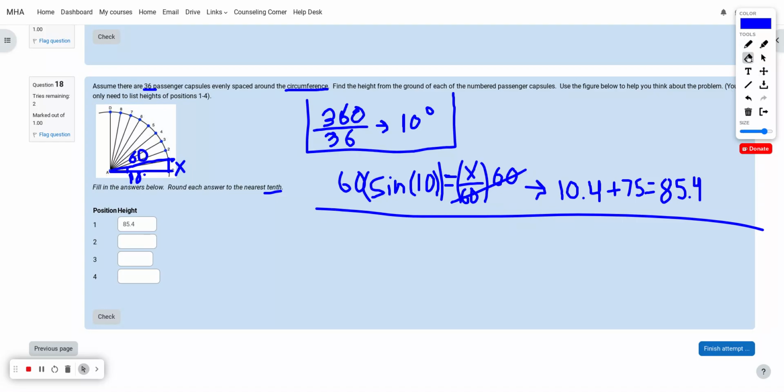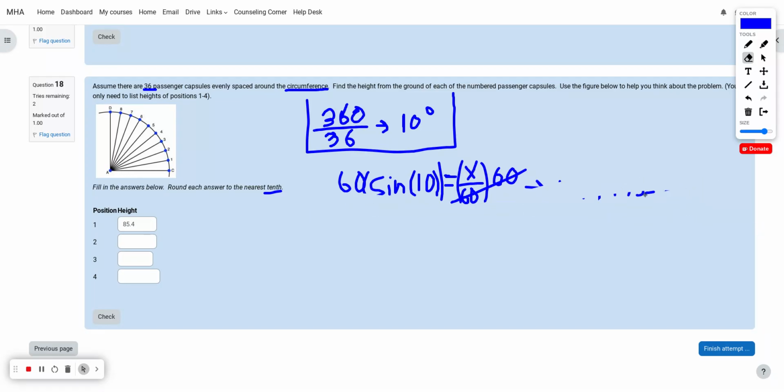Now, I'm going to erase that. Don't worry. If you need this, you can always rewind. I might as well just erase this because I'm going to need this space for the next one. Alrighty. So for number 2.